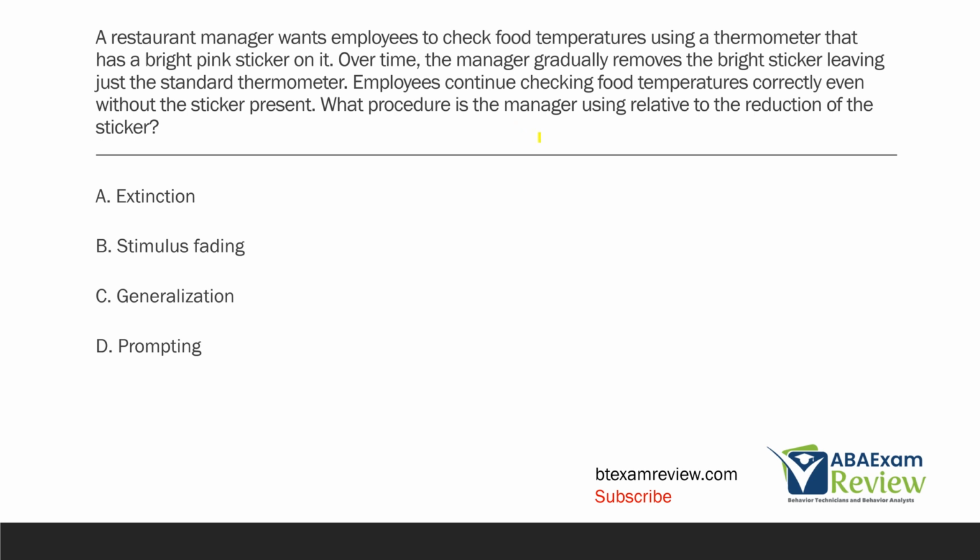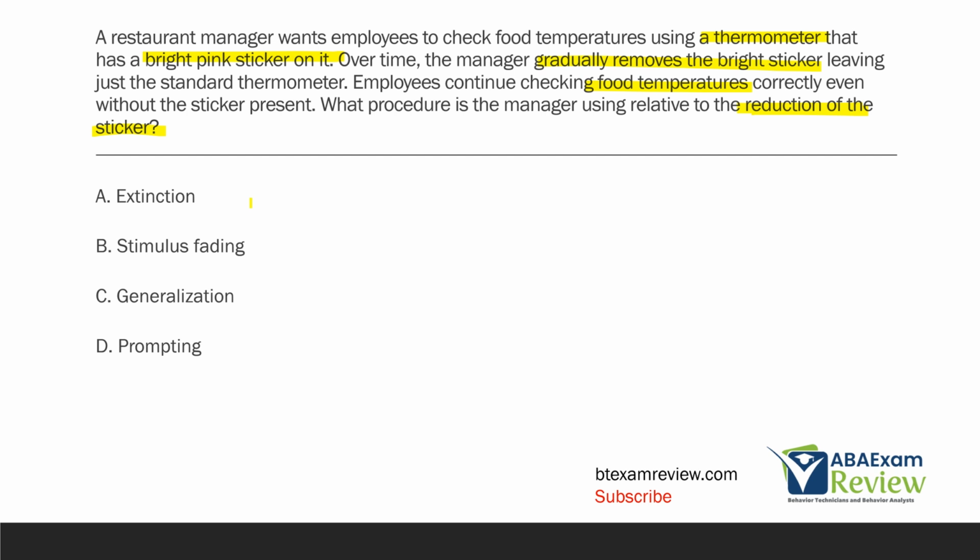Again, what is the question asking? It's asking about the reduction of the sticker. We know the manager is trying to get employees to use this thermometer, so he puts a bright pink sticker on it. It's going to be that visual prompt to use that thermometer. Now, as time goes on, as we should, the manager starts to remove the sticker. He starts to fade the prompt. Even though he fades the prompt, employees are continuing to check temperatures. Now, what we're focused on here is the reduction of that sticker, the removal of that sticker. What is that procedure called?